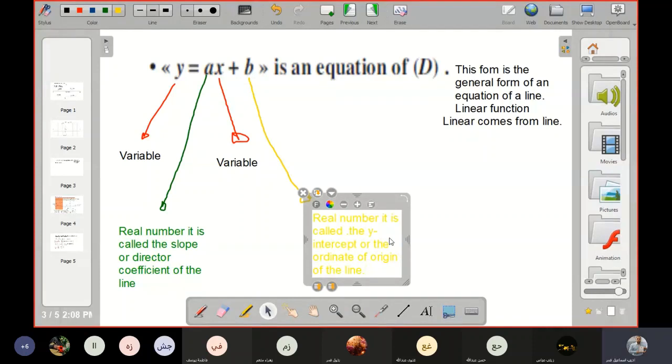Pay attention to these two meanings. First, A is the slope of a line, and B is the y-intercept of the line. We are going to explain each one of them during this chapter. Okay? Let's take an example of this.